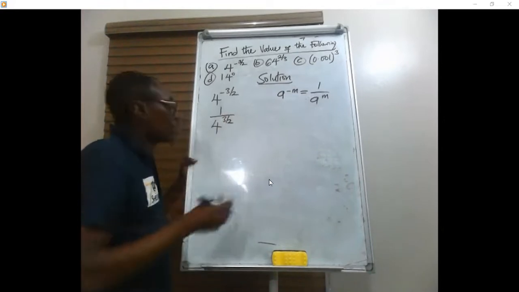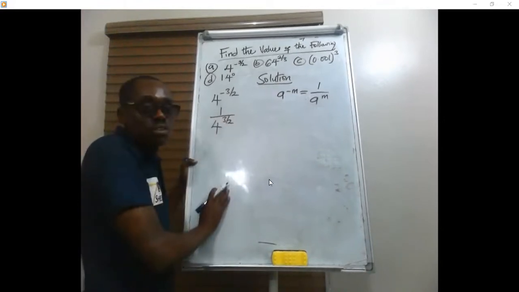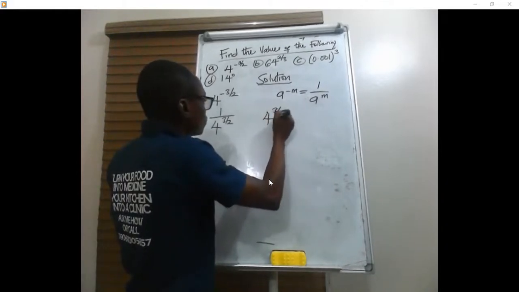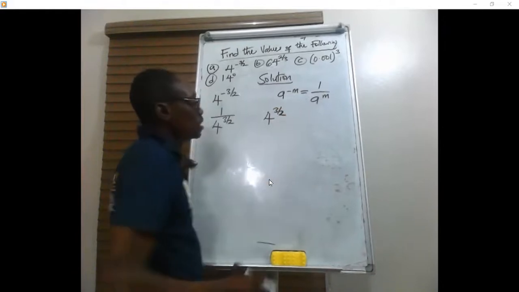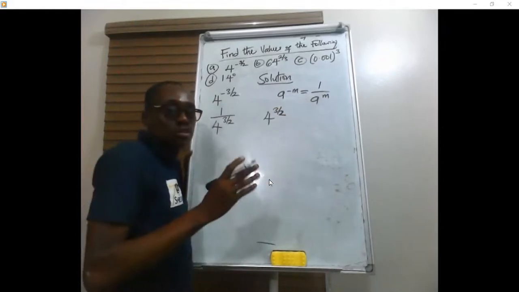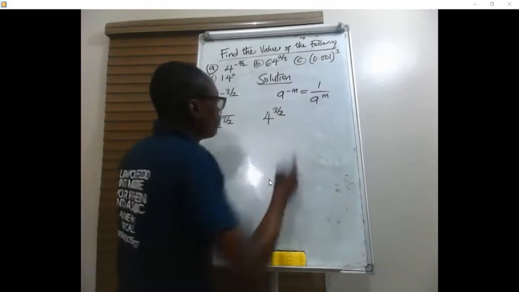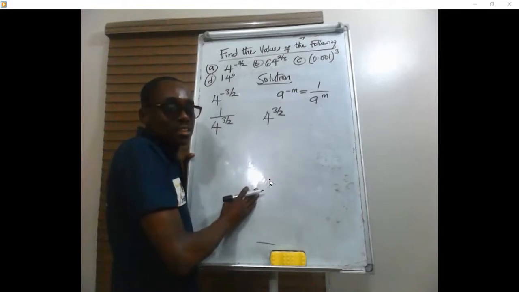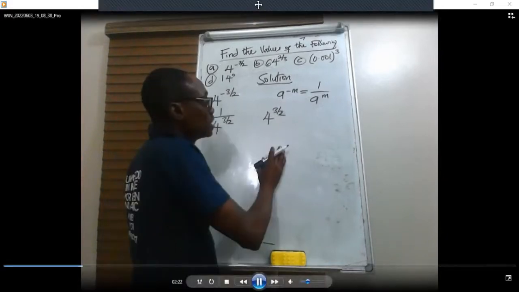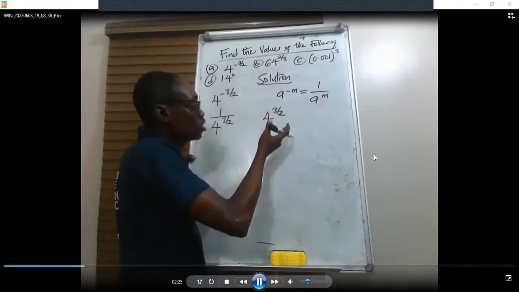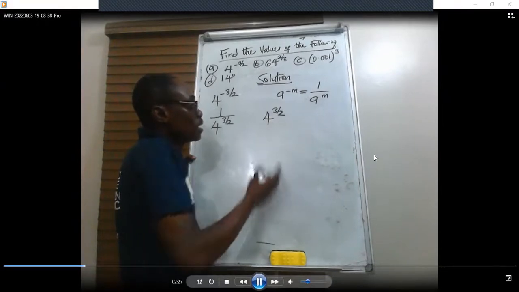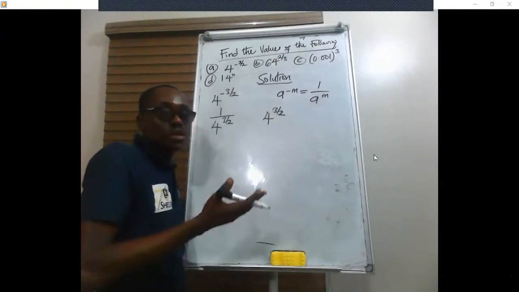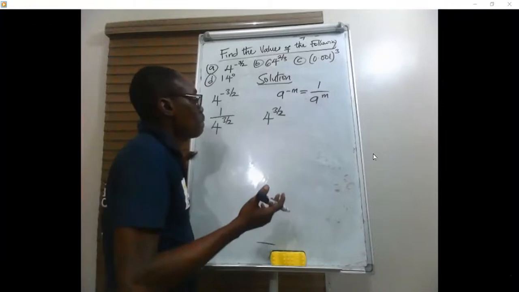Right now, we are going to simplify 4 raised to power 3 over 2. What do we do with this now? This is a fractional index, so we're going to split this. There are many ways this can be solved. I'm going to use a different method.